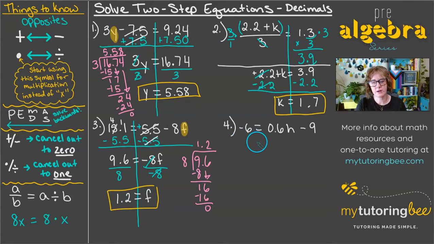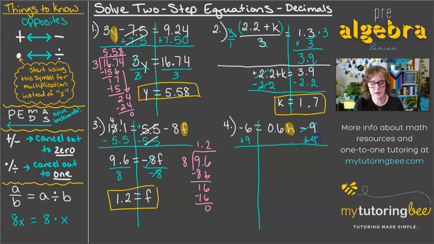All right, let's take a look at our last problem here. We've got negative 6 equals 0.6h minus 9. So let's go ahead and split up our equation. Here is that variable, again, over on the right-hand side. So I want to look at what operations are happening over here. So I see multiplication and I see subtraction. All right, so in this case, we want to undo subtraction first. So we're going to add 9 to both sides of the equation.